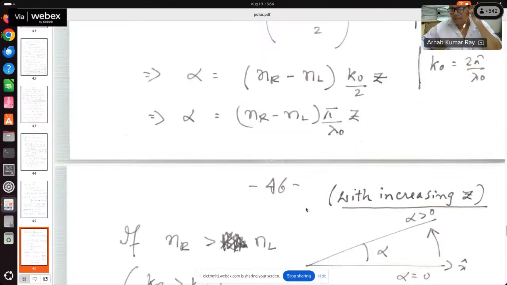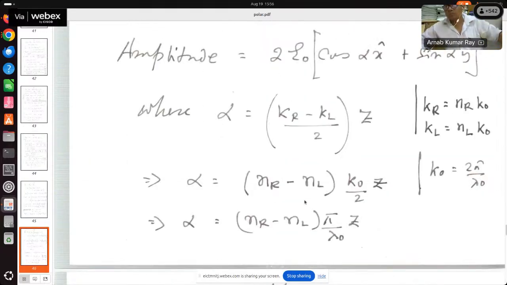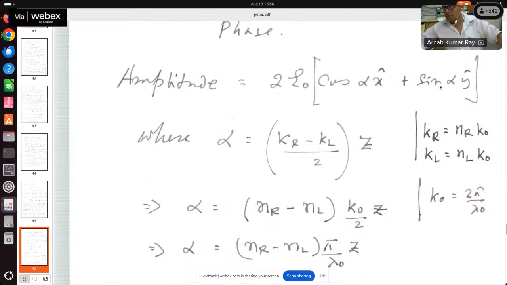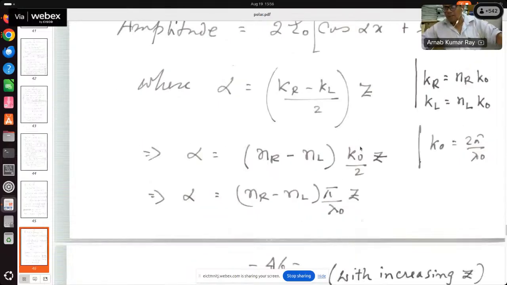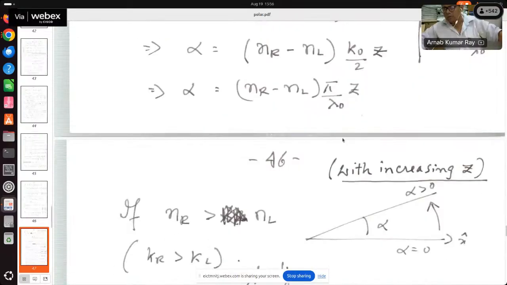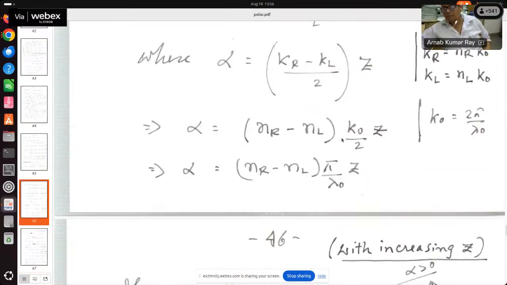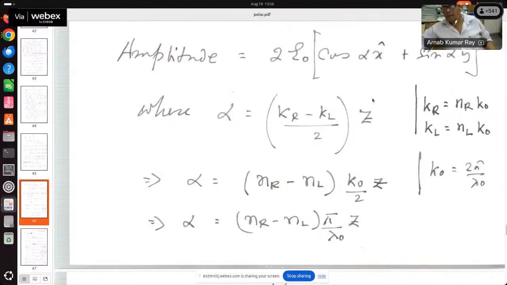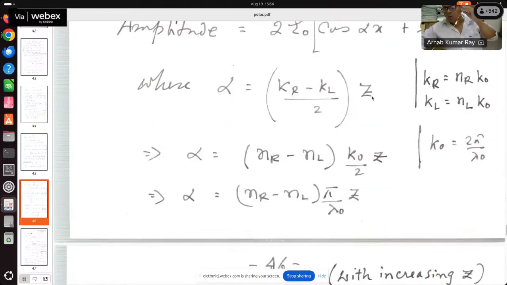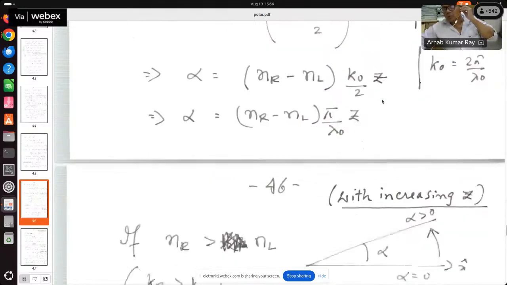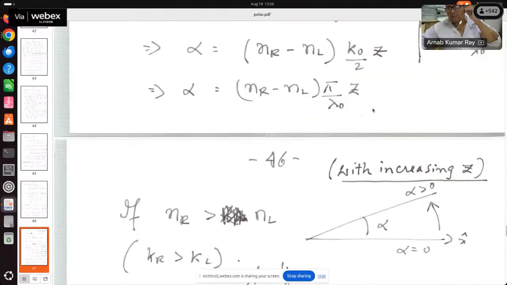So basically, just please notice one thing. This is the amplitude part, and in the amplitude part, this alpha is a variable because z is a variable. Z is the length of the optically active material through which this linearly polarized light ray is passing. So if that is so, with increasing z, what will happen? Let us look at this thing.